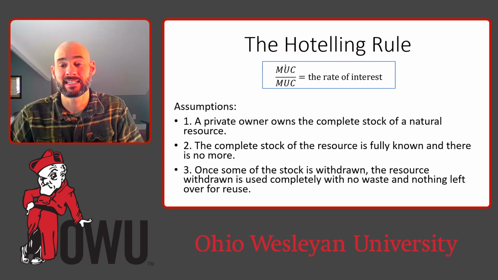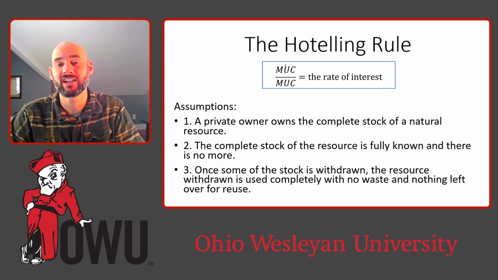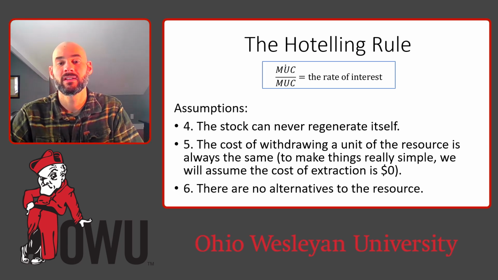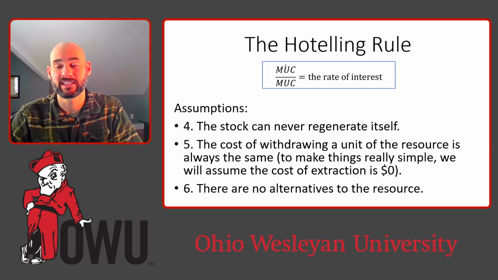However, this simple rule is going to be based on a series of assumptions, not all of which are always likely to hold. The first assumption is that there is a private owner who owns a complete stock of that natural resource. The second is that the complete stock of the resource is fully known and there is no more. The third is that once some of the stock is withdrawn, the resource withdrawn is used completely with no waste, leaving nothing over for reuse. Fourth is that the stock can never regenerate itself, as a true depletable, non-renewable resource.